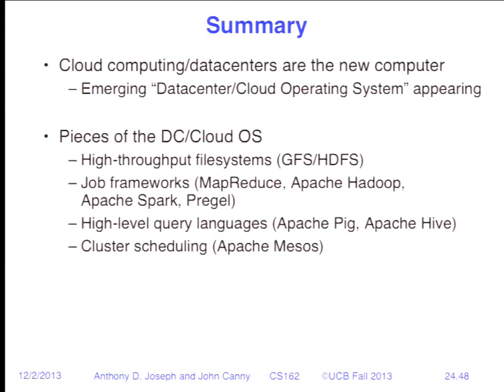Many, many components go into a data center operating system. High throughput file systems, right, that can tolerate failures. Frameworks. This is an area of just tremendous innovation because people are always coming up with a new way to process data. MapReduce really kind of catalyzed this area and lit a flame under it. Lots of high-level query languages that people build on top of MapReduce. There will undoubtedly be more. And then finally, scheduling the resources in a cluster. So there's Apache Mesos. There's also Apache Yarn, which is the next generation of Hadoop MapReduce.